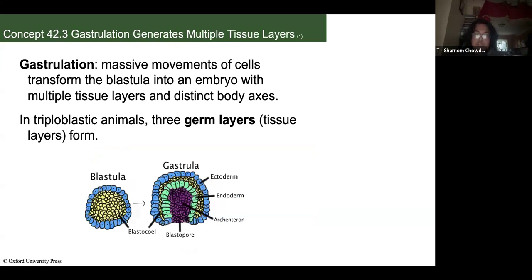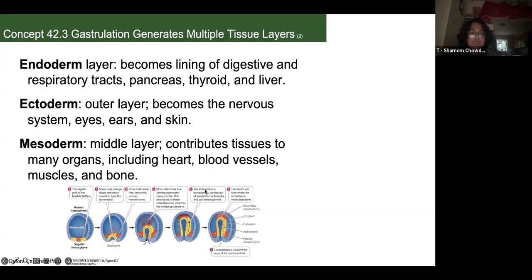Gastrulation is movements of cells within the blastula. You go from a zygote to a blastula and now a gastrula. In gastrulation, massive movements of cells transform the blastula into an embryo that has multiple tissue layers and distinct axes. In triploblastic animals, as you can see from the name, triplo, tri meaning three, there are three germ layers, tissue layers, that form: ectoderm, endoderm, and mesoderm. The ectoderm is the outside layer, the endoderm is the inside layer, and the mesoderm is the middle layer.